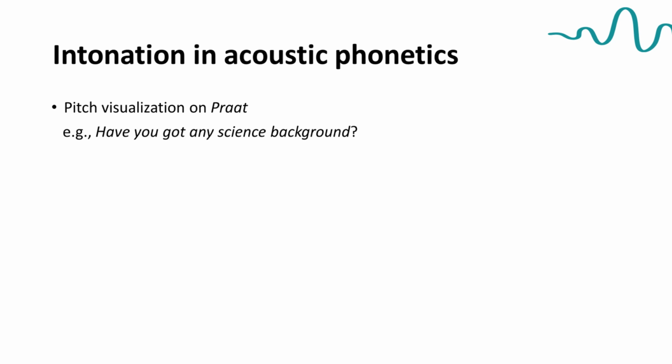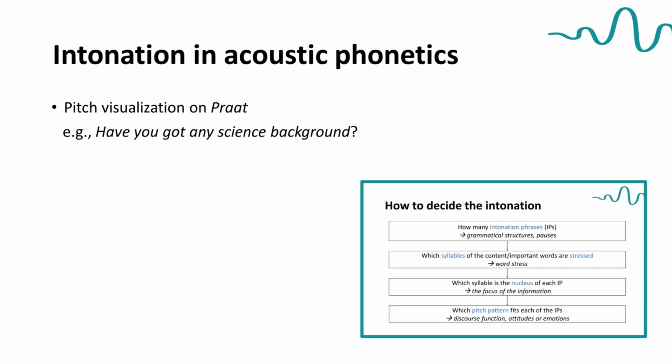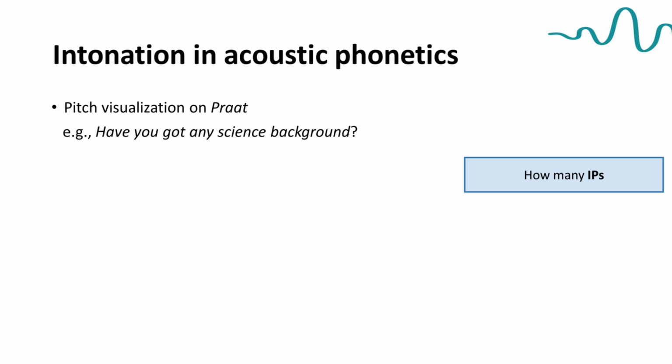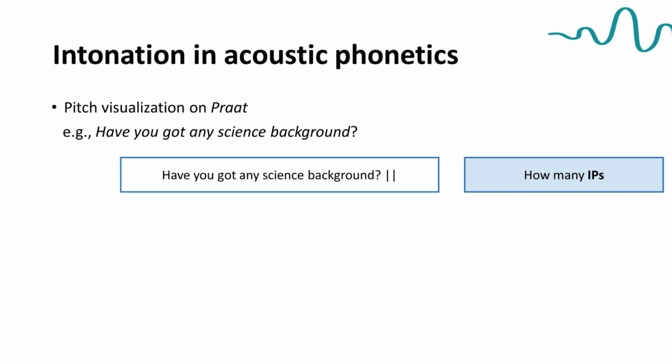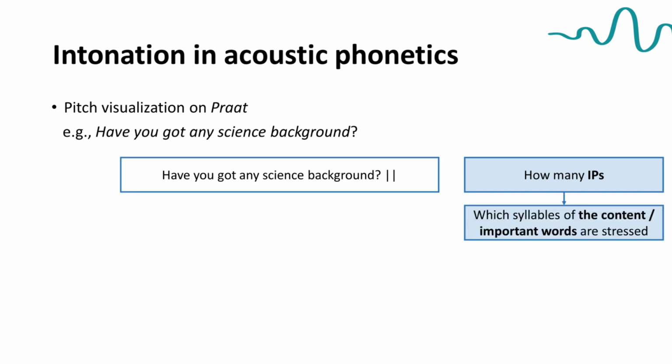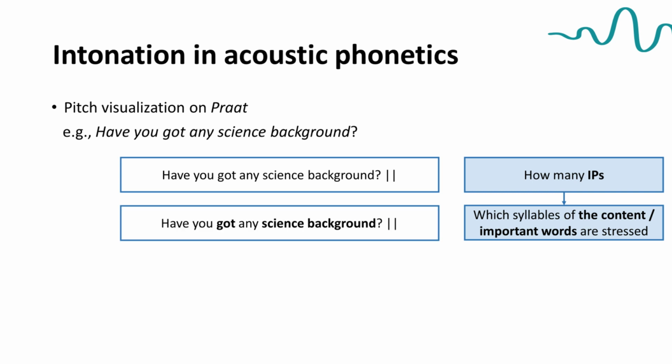Let's move on to the nucleus that is embedded in a sentence. Before listening to the recording, let's analyze the intonation pattern of this sentence together by following the 4 steps. First, determine how many intonation phrases are included. This is a simple sentence and it's short, so it has only one IP. Next, identify the content or important words. There are 3 content words in this sentence, including got, science, and background.